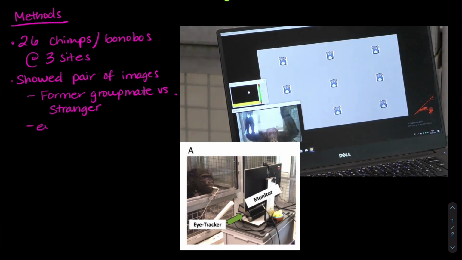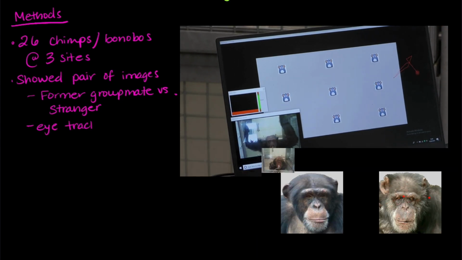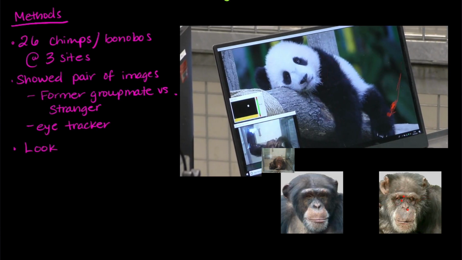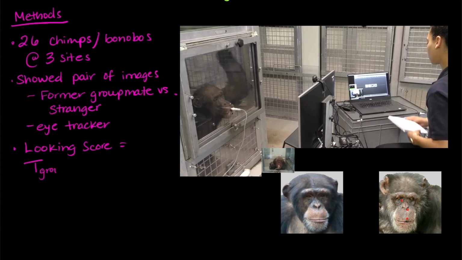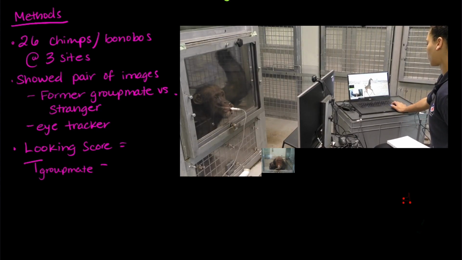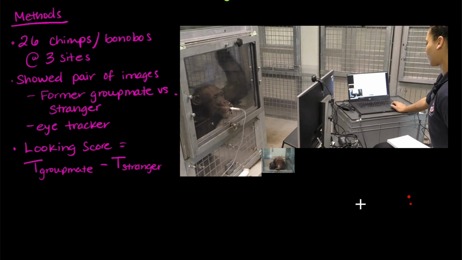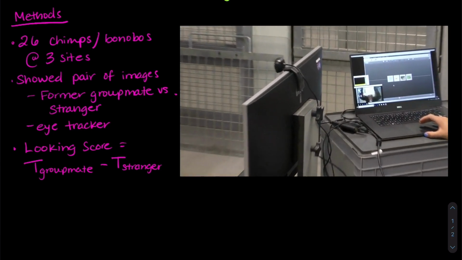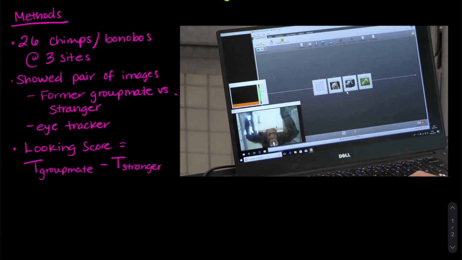The researchers used an eye tracker to figure out which image the ape was looking at, whether it was the groupmate or the stranger. And then the researchers calculated what they call a looking score. This is basically the time they spent looking at the former groupmate minus the time they spent looking at the stranger. And that means if you have a positive looking score, they were looking at their groupmate for longer. And if you have a negative looking score, they were looking at the stranger for longer.